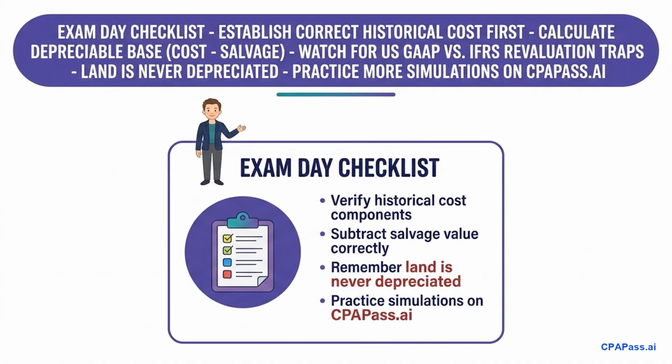To wrap up, mastering net book value calculations requires a disciplined step-by-step approach. Always start by establishing the correct historical cost, ensuring you capitalize only necessary preparation expenditures. Next, calculate your depreciable base by subtracting salvage value, unless you are applying the double declining balance method. Remember that land is never depreciated, and the revaluation model is a major US GAAP distractor.